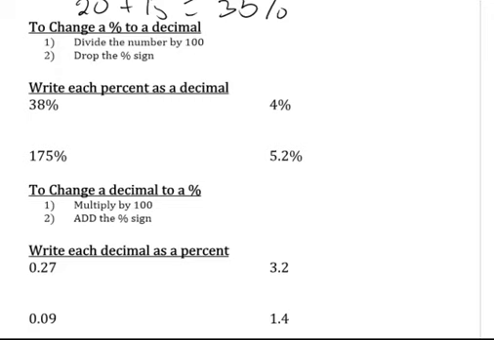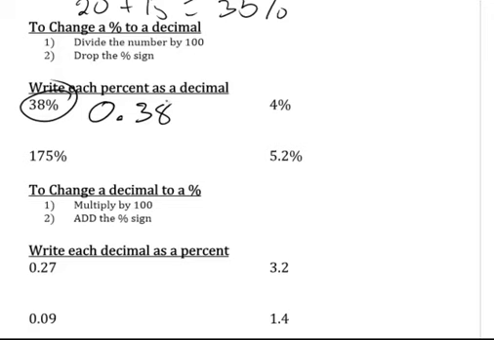Okay, so the next part here says, how do we change a percent to a decimal? So there's a couple ways you can go about this. The directions I have here say, we're going to take our number, divide it by 100, and then drop the percent sign. So the first thing I'm going to do is take my number, 38. I'm going to divide it by 100. That is leaving me with 0.38, and I'm going to drop my percent sign. Okay? Now, that way will always work.